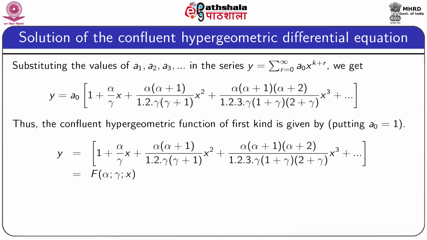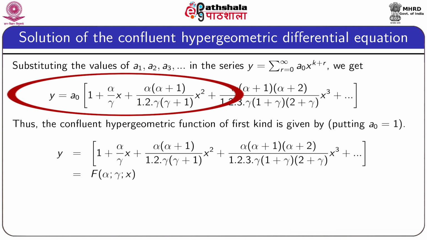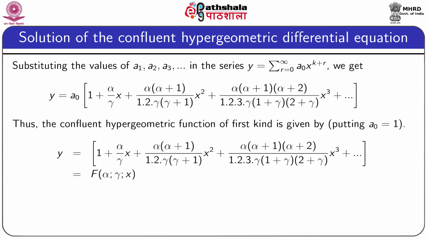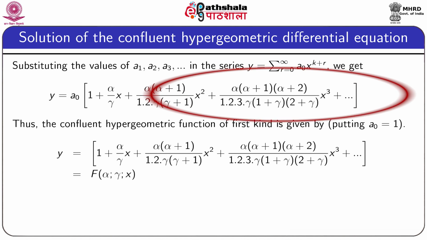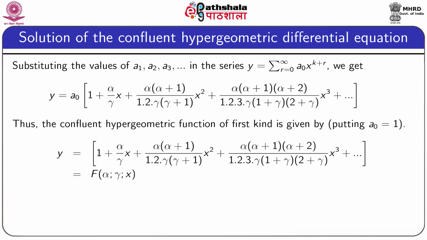We next substitute the values of a1, a2, a3 in the series y equal to summation r equal to 0 to infinity a0 x to the power k plus r, and we get y equal to a0 multiplied by 1 plus alpha by gamma into x plus alpha into alpha plus 1 divided by 1 dot 2 into gamma into gamma plus 1 x square plus alpha into alpha plus 1 into alpha plus 2 divided by 1 dot 2 dot 3 into gamma into 1 plus gamma into 2 plus gamma x cube plus dot dot dot.